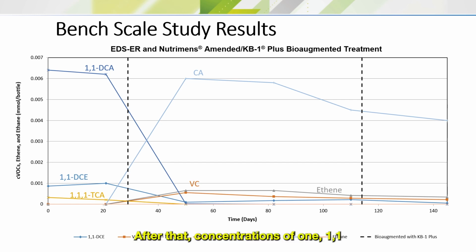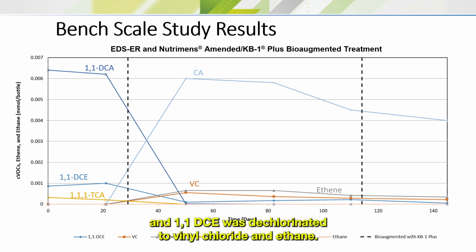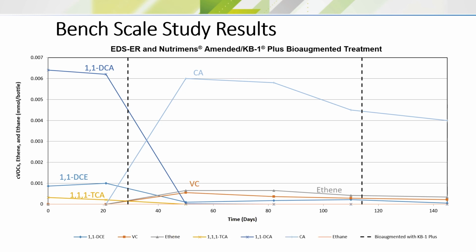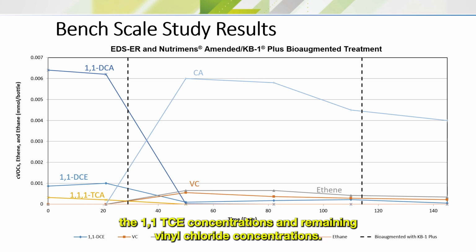After that, concentrations of 1,1-DCA and 1,1,1-TCA were degraded to chloroethane, which is the least chlorinated end product for that particular degradation pathway, and 1,1-DCE was dechlorinated to vinyl chloride and ethene. Over time, we eventually saw some rebound of the concentration of 1,1-DCE, so as a result, the microcosms were bioaugmented again around day 115 to further reduce the 1,1-DCE concentrations and remaining vinyl chloride concentrations.